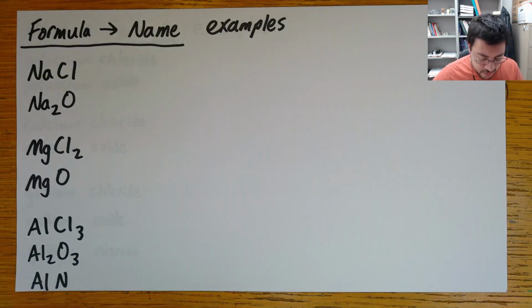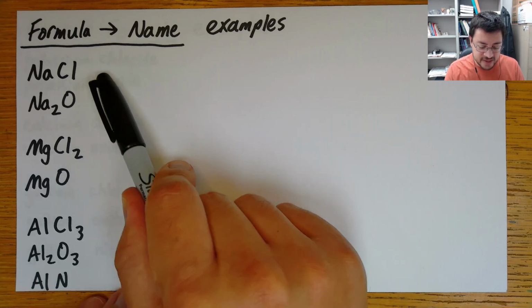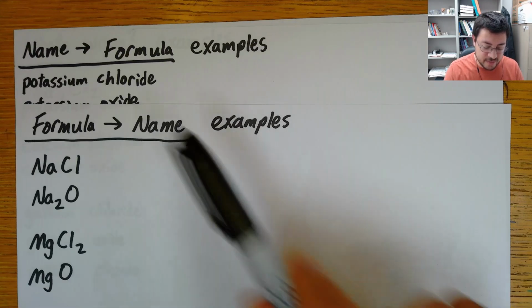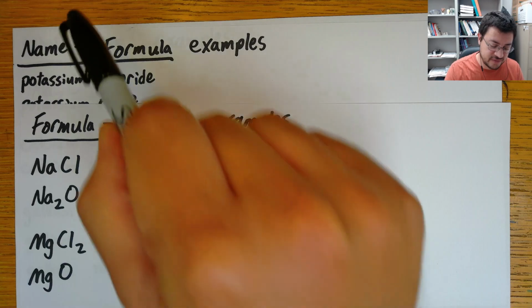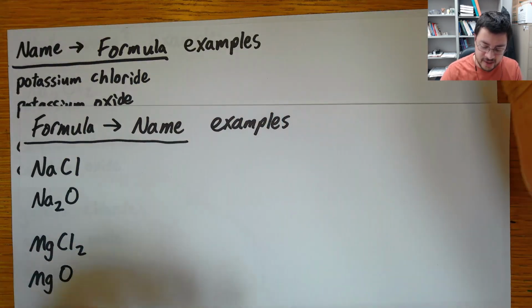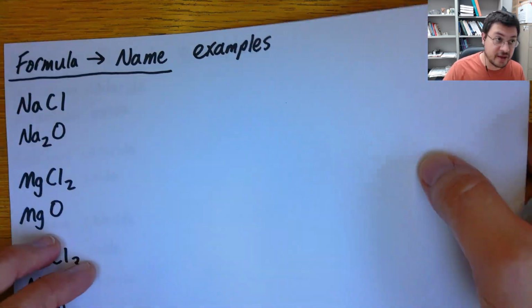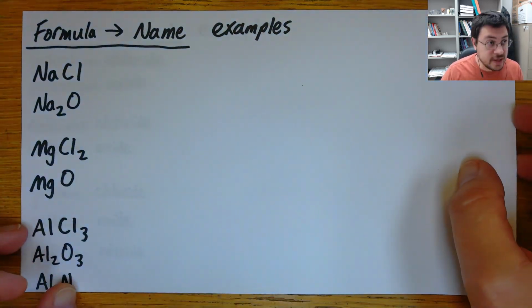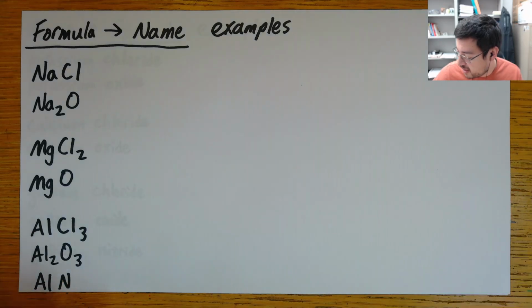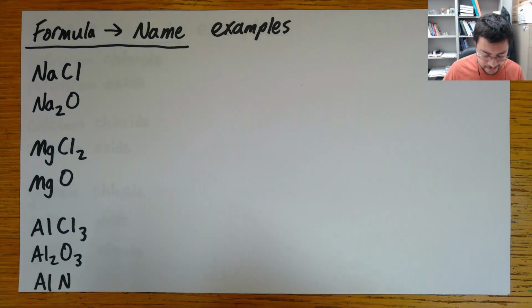We're going to do like we did in the molecule video. We're going to have formula to name examples, then we're going to have name to formula examples. People usually find that a little bit more challenging. And then we're going to end with what's wrong with this examples, and then fixing that. So let's get a periodic table handy.